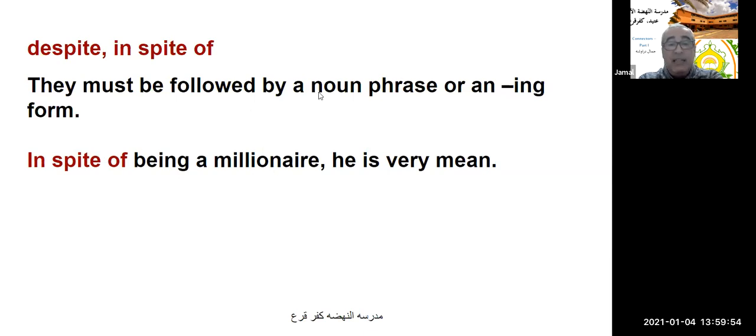Now, we said that they have to be followed by a noun phrase. In spite of being a millionaire. In Arabic we say, بالرغم من كونه, and I'm saying that in Arabic because I know many students misuse this connector. Being as a noun, as a gerund, not as a verb. In spite of being a millionaire, he is very mean.